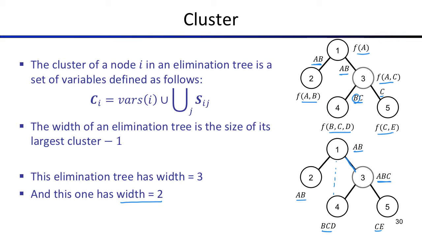So the width is 1 less compared with the previous elimination tree. It is going to be 1 less than the width of that tree.